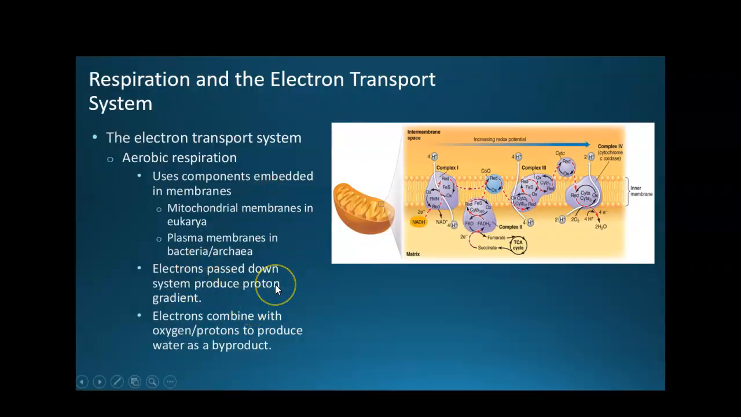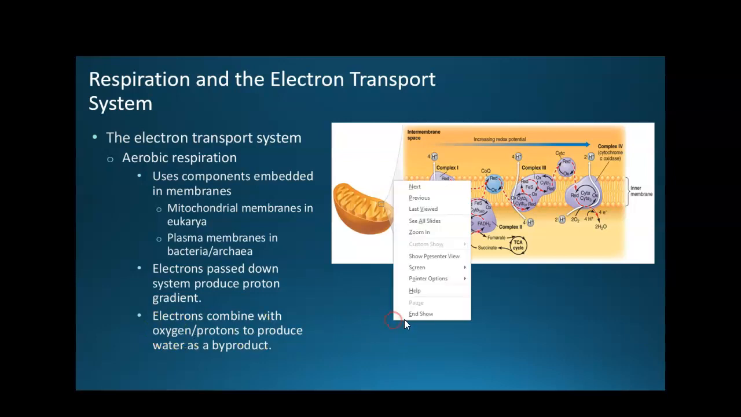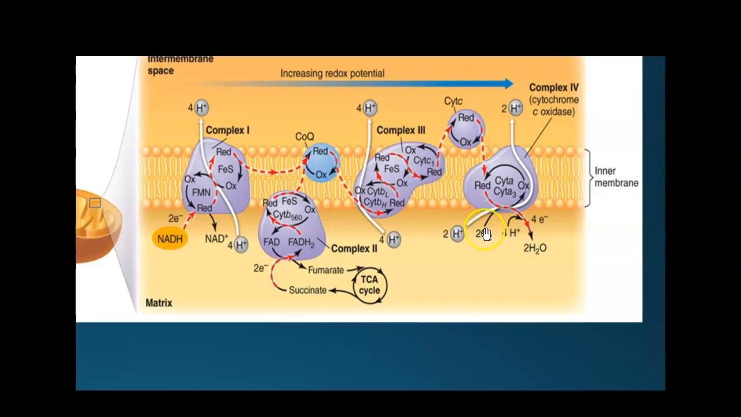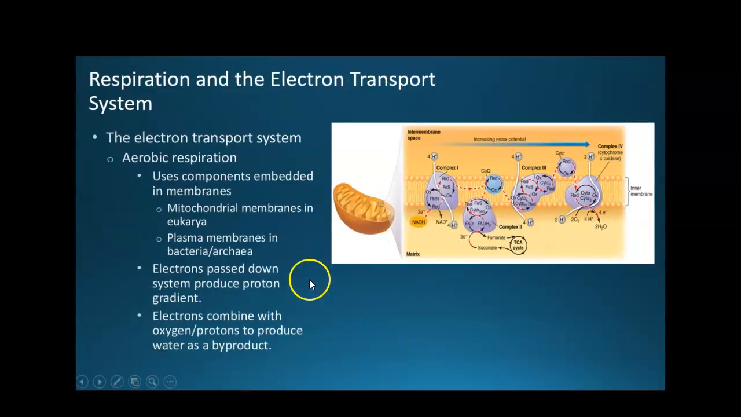As it says here, the electrons are passed down the line, so each complex is harnessing the energy in order to move hydrogen ions or protons. And ultimately at the end, if it's aerobic respiration, the oxygen will accept those electrons. And I'll just zoom in over here. You can see here's your oxygen accepting the electrons to become water as a byproduct of aerobic respiration.